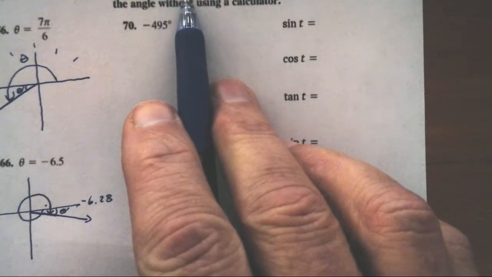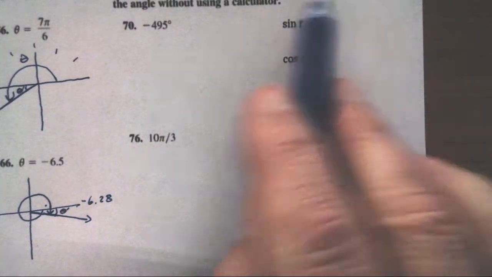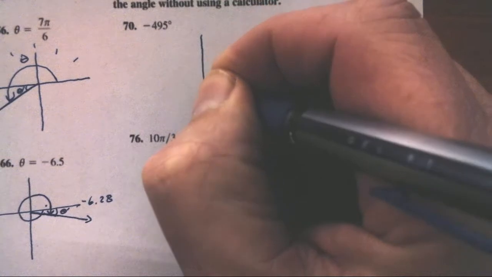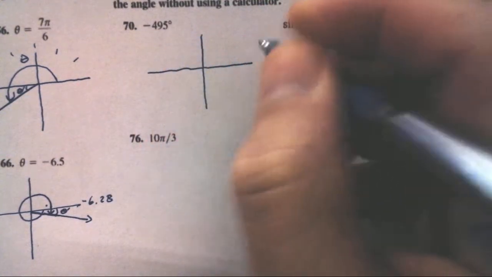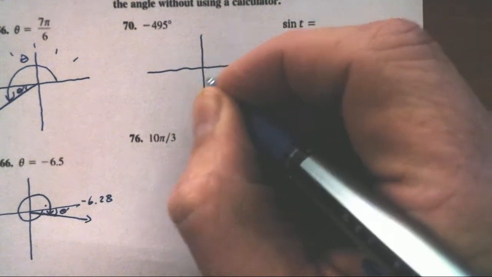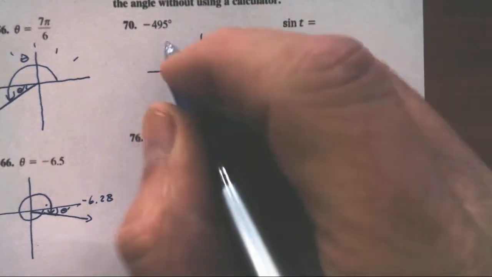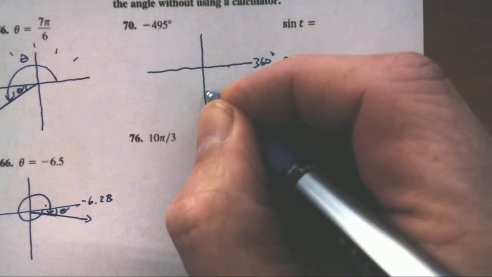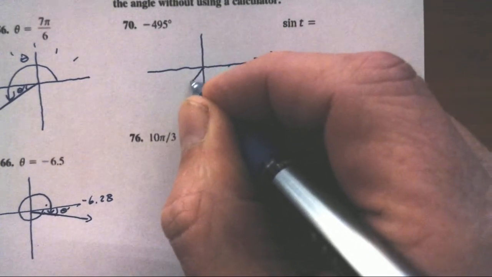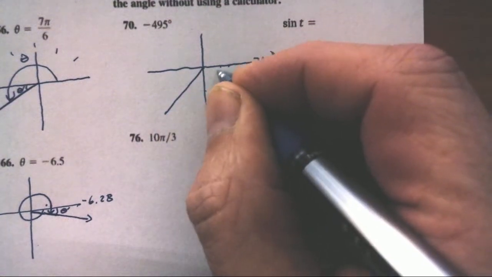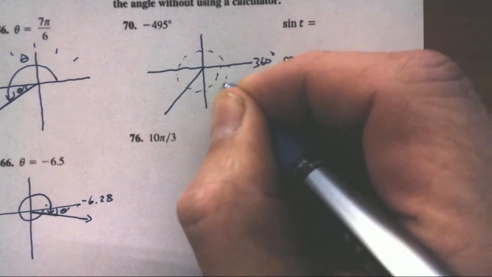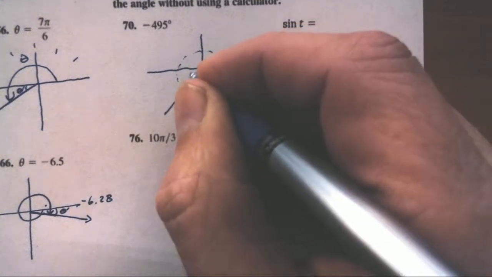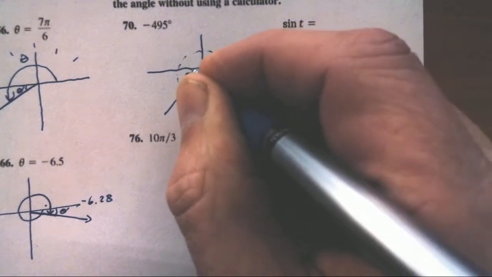Okay, not too bad. In 67 through 78, evaluate, mercifully, just sine, cosine, and tangent of the angle without using a calculator. So without using a calculator, let's figure out where we're at. We went negative 360 to here. If I subtract 360, that leaves me with 135. That's 90 of it. 45 more, we actually spin around to there. But this is our reference angle.